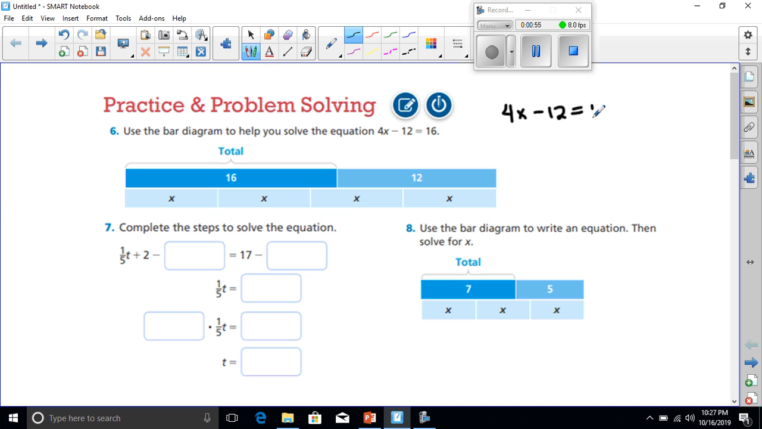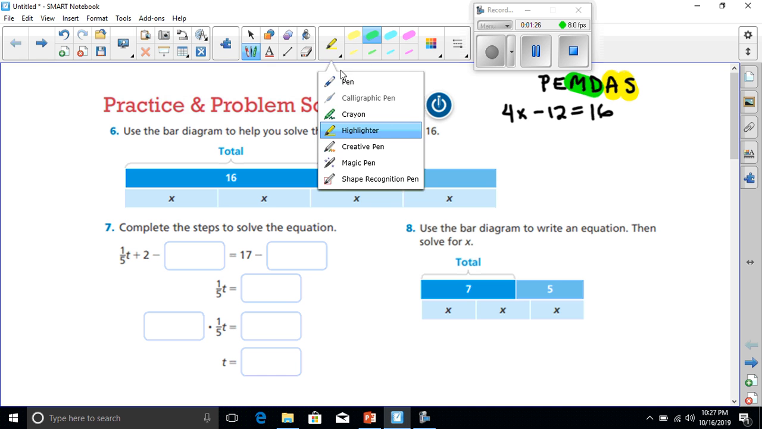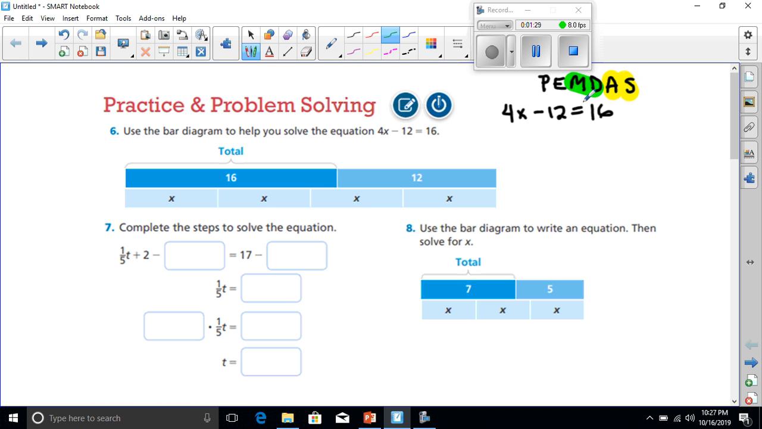equals 16, remember I have to do PEMDAS backwards. And if I do PEMDAS backwards, that means I have to do the addition and subtraction first, okay? Then I will do the multiplication and division last, all right? So let's try that. First, we'll do addition and subtraction. The addition here and subtraction is the negative 12.